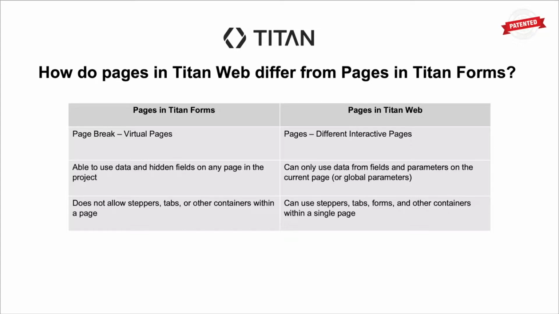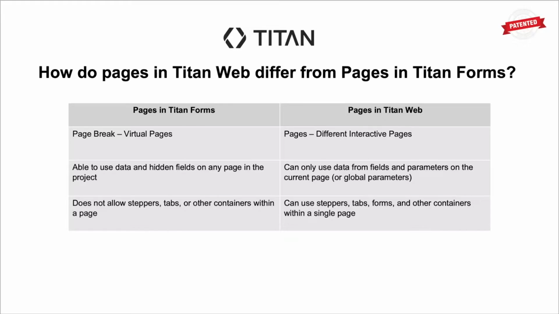So how do pages in Titan Web differ from the pages that we knew in Titan Forms? In Titan Forms, to add a page, we would use a page break, and it was really a virtual page. The end user saw different pages throughout the form, but in reality, all of the pages were the same, and for that reason, we could use the hidden fields on any page throughout the entire project. However, we were not able to include things like steppers and tabs or containers on a page because really the page experience itself was similar to a stepper or a tab in a way.